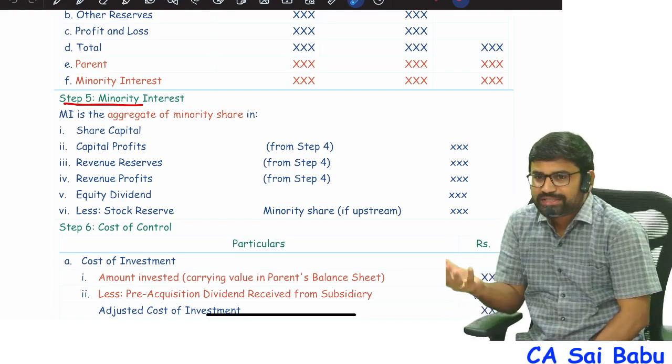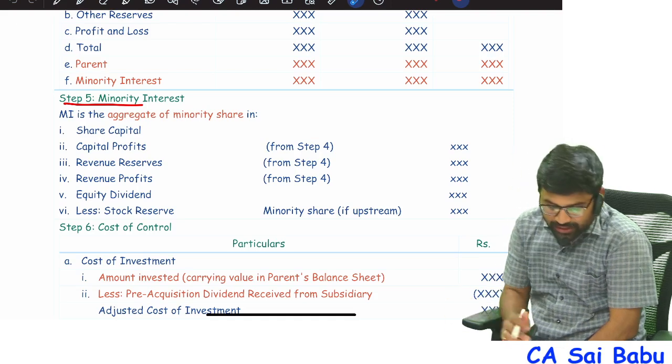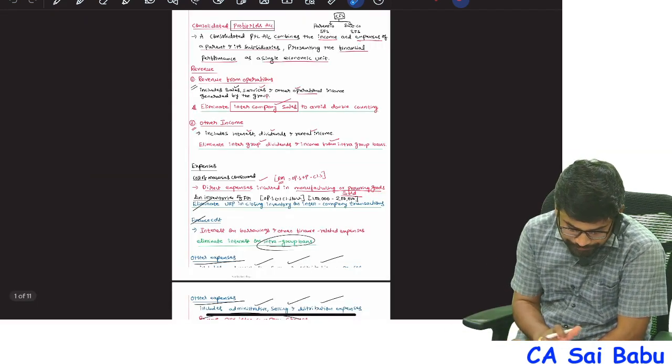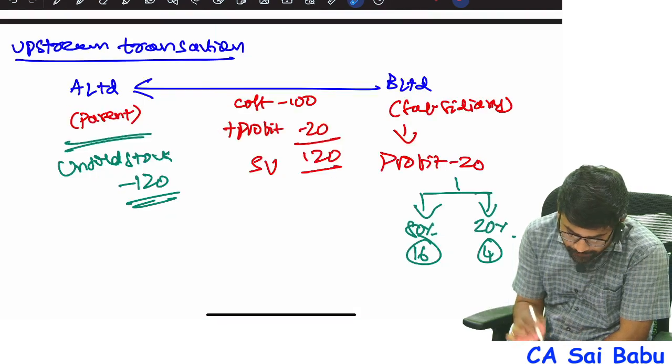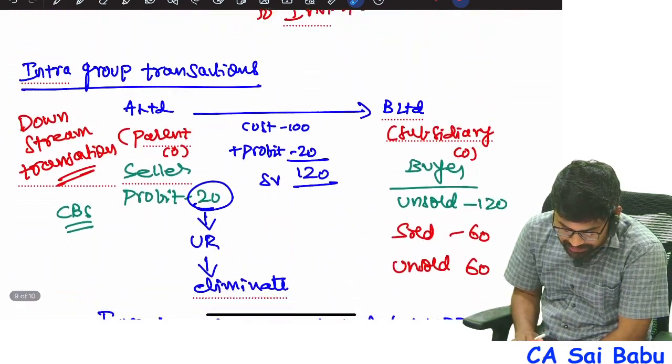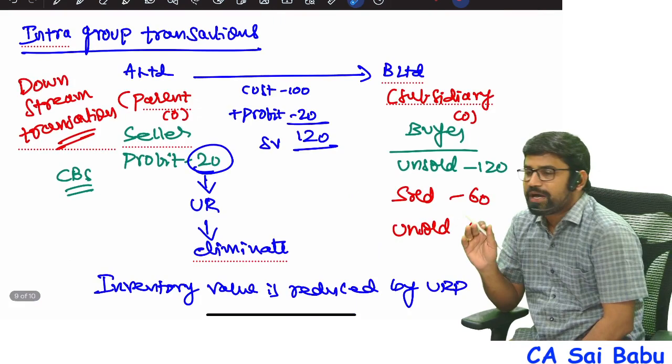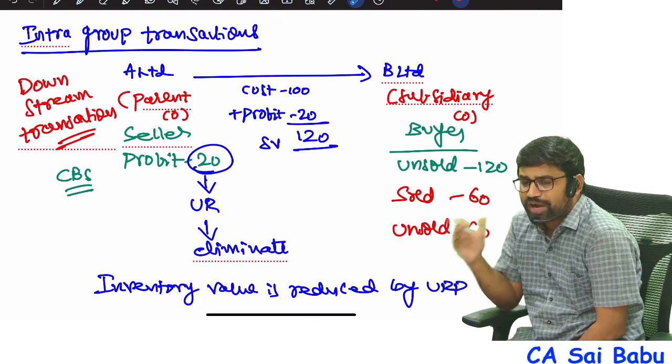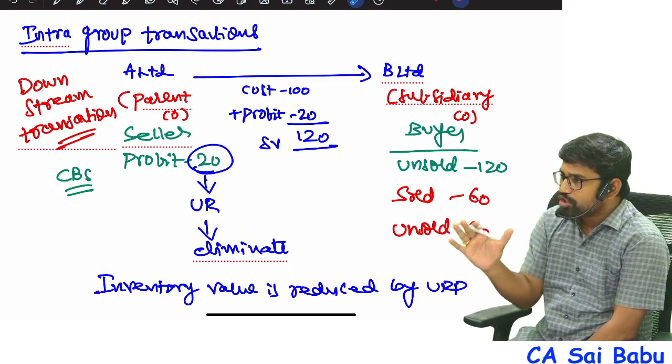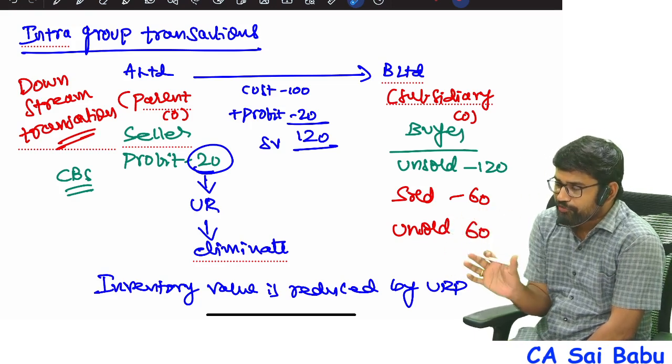So do you appreciate this? So tell me, 2 things we have learned. What are the 2 things we learned? Upstream, downstream transaction. Tell me first upstream. Upstream what happens? Downstream. Downstream what happens? Parent sold to subsidiary. Who booked the profit?